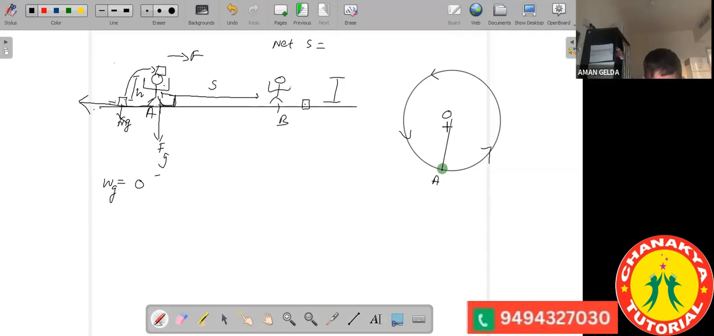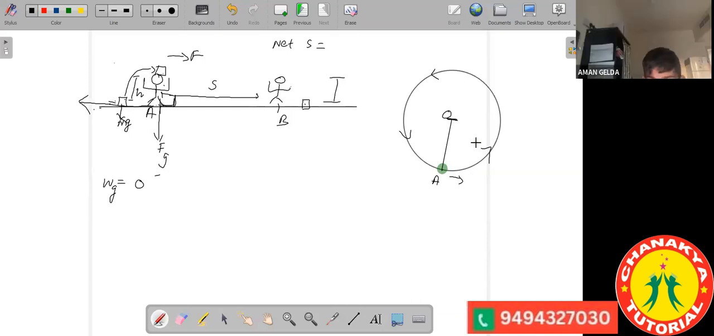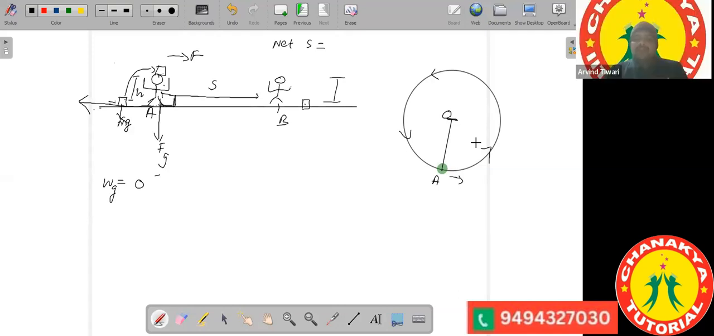If I apply a force in this direction, like this, I'm not holding over here. I leave it from here and apply a force like this. Will it go in a circle? No, sir, you have to hold it. So why do I have to hold it? What am I doing by holding it?